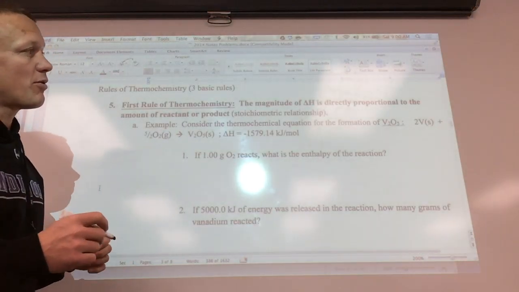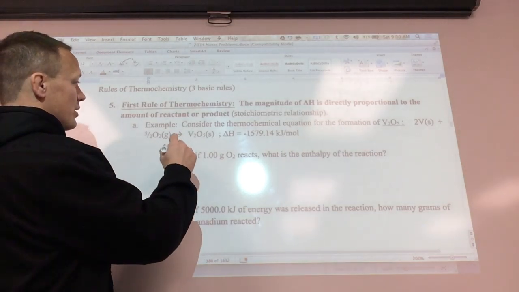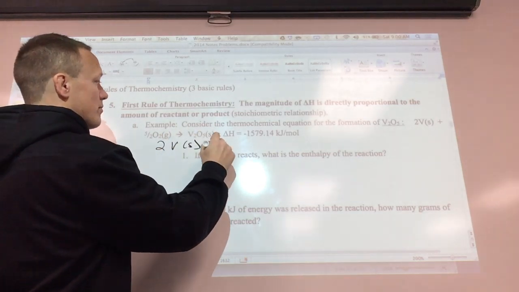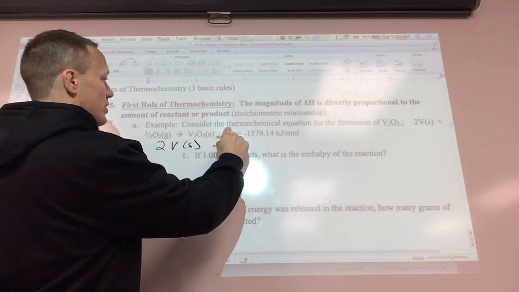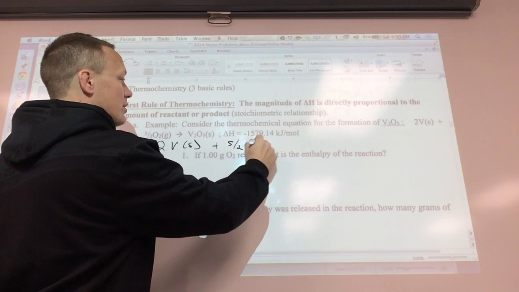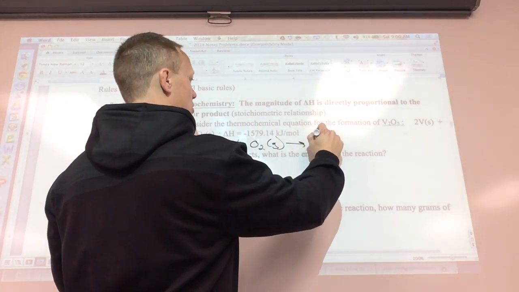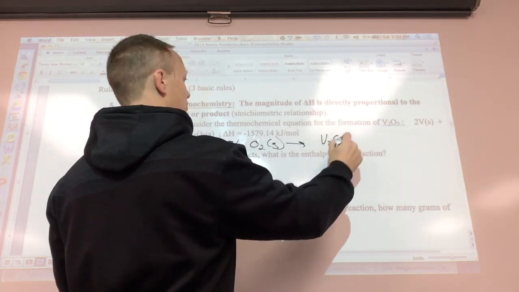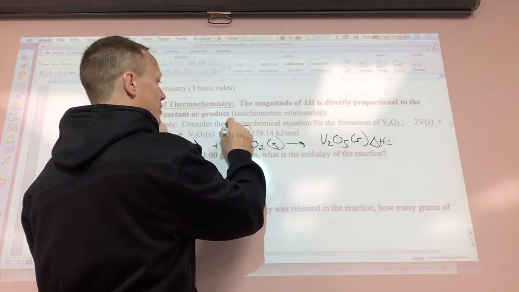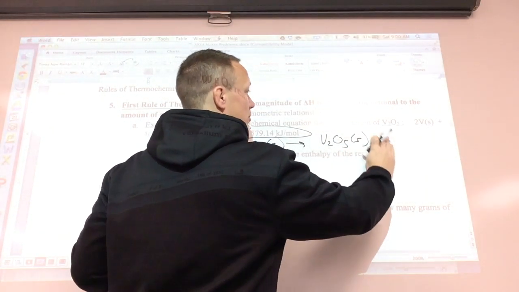So we have an equation here. I apologize, the equation is written a little bit weird. Actually, let's rewrite the equation right now. So the equation is for every 2 moles of vanadium as a solid plus 5/2 moles of oxygen as a gas produces 1 mole of V2O5 as a solid. And the delta H is right here. And there's your delta H, your enthalpy change.